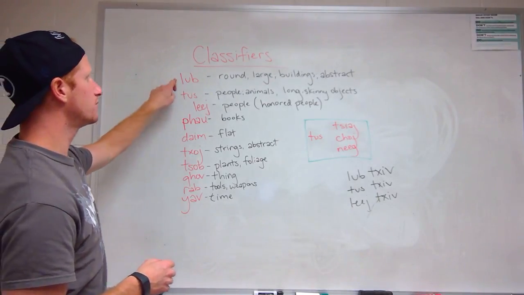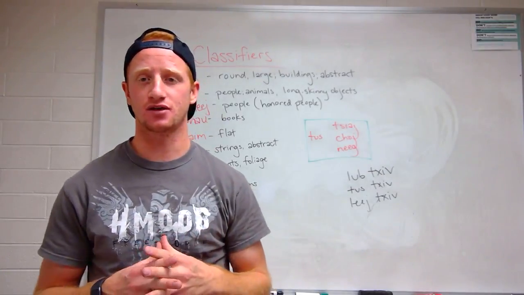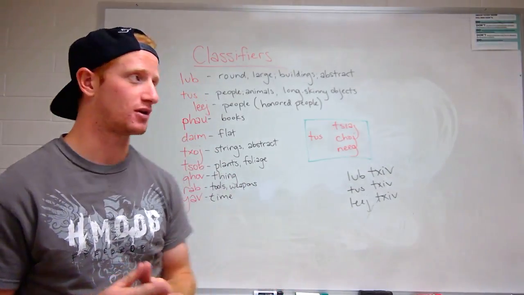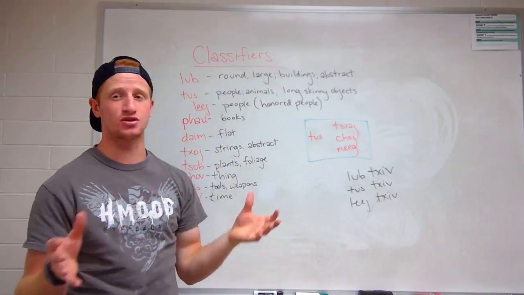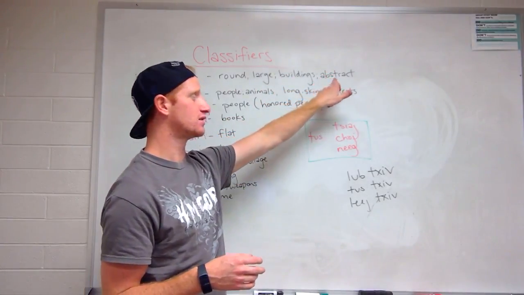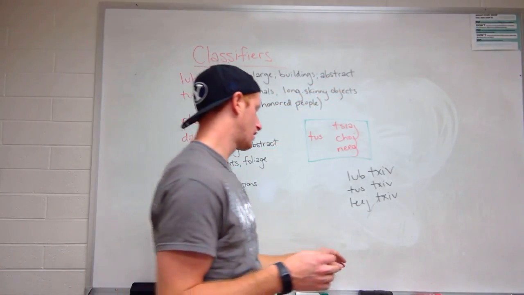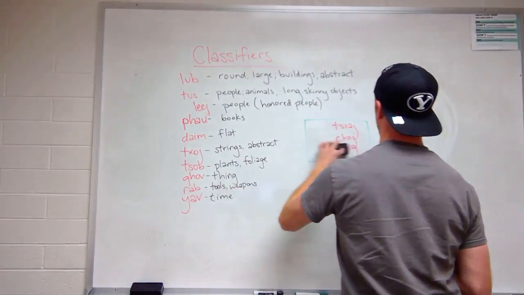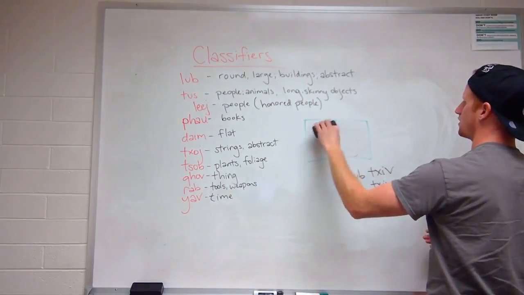So the first one is lu. Lu is very common. It goes with a lot of different words. As you can see, like round, large buildings, objects, abstract things. Those are all lu. And so we're going to write down a couple here in the box.